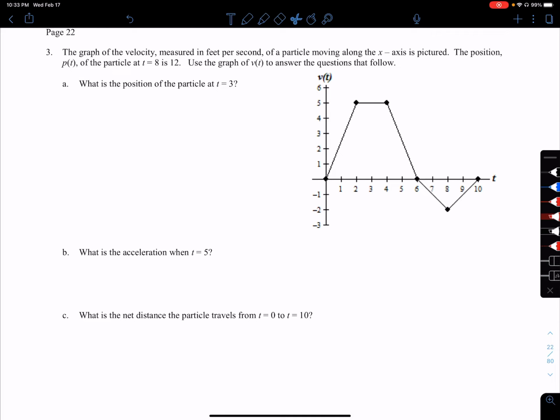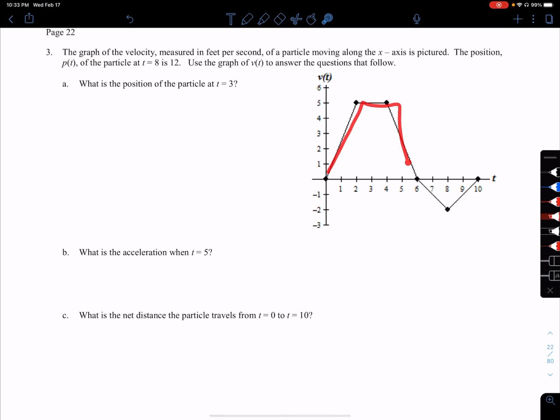This is AP Calculus AB. We're looking at particle motion and the fundamental theorem of calculus. This is the third video, and we are investigating it graphically. The graph of the velocity, measured in feet per second, of the particle moving along the x-axis is pictured.